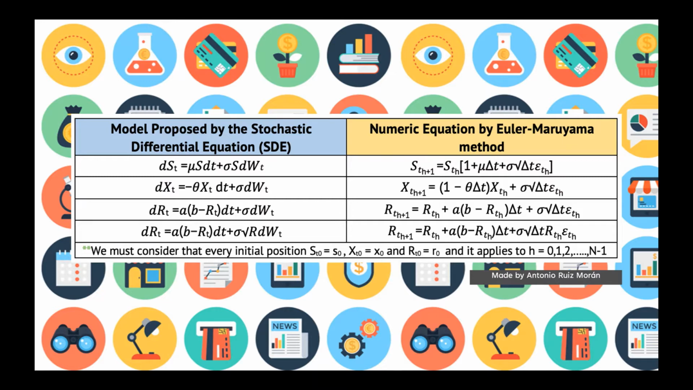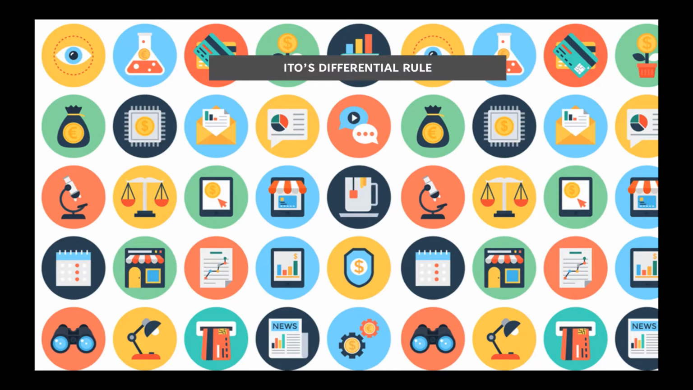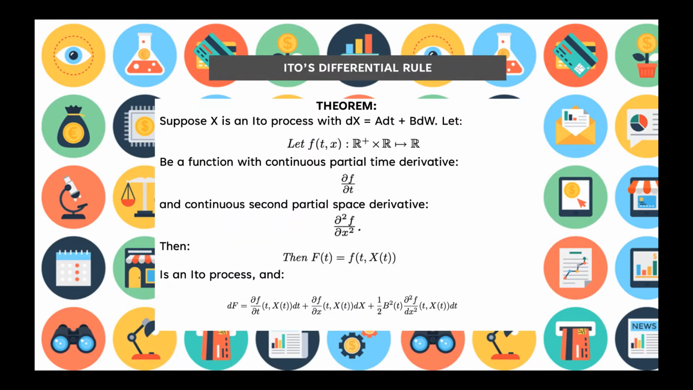To double-check these results, we can use the Ito differential rule, which says: suppose x is an Ito process with dx equal to a times dt plus b times dw, and let f be defined, as we can see on screen, as a function with continuous partial time derivative and continuous second partial space derivative. Then f, defined as we can see on the screen, is an Ito process, and we can obtain the equation of the Ito differential rule as we can see on screen.